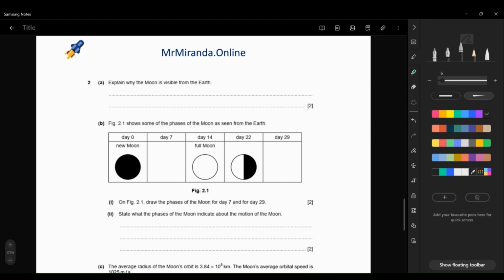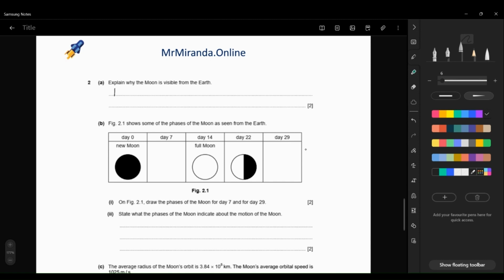Explain why the moon is visible from the Earth. Why is the moon visible from the Earth? What do we actually see when we look up and we see the moon? We only see the part that is lit from the sun, right? So what we actually see from the moon is the reflection of sunlight on its surface.